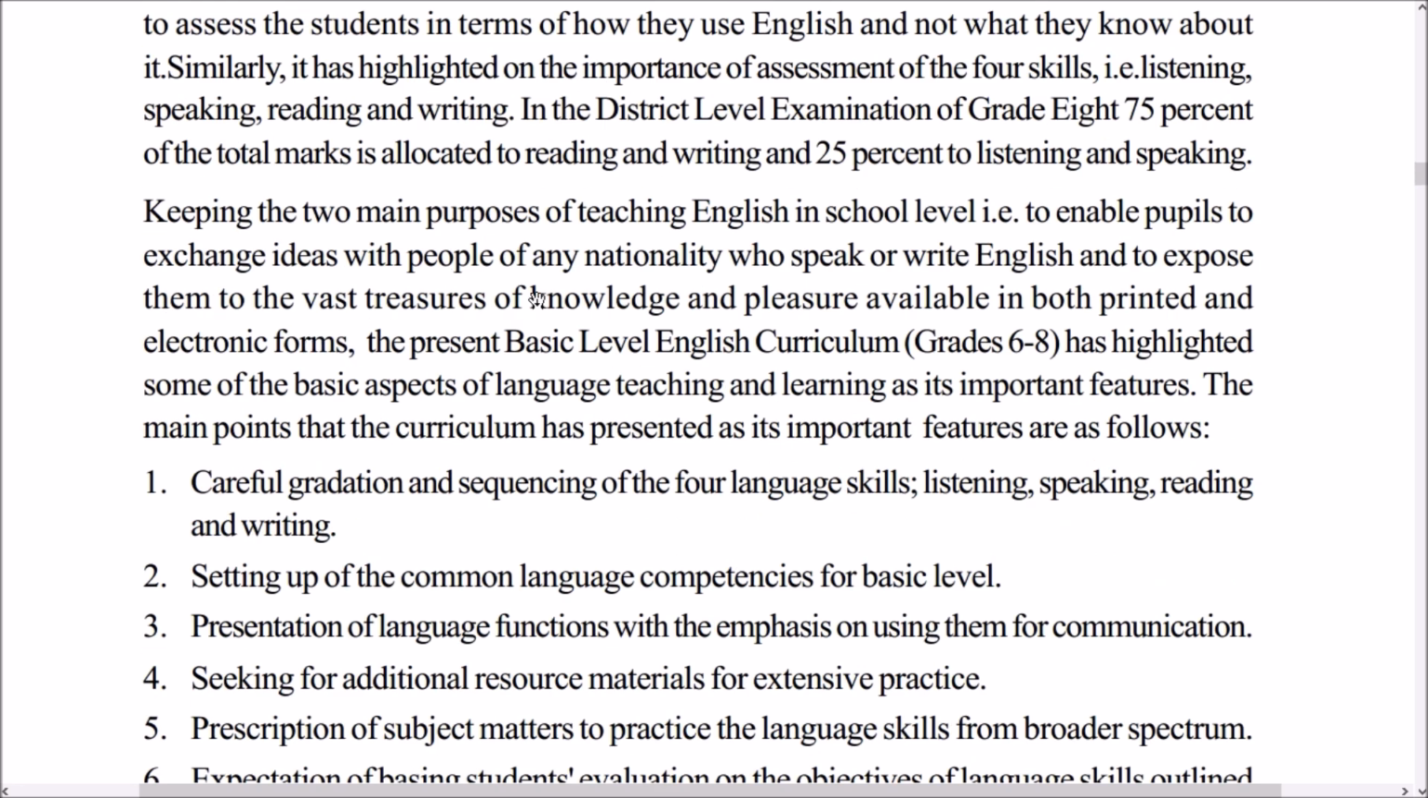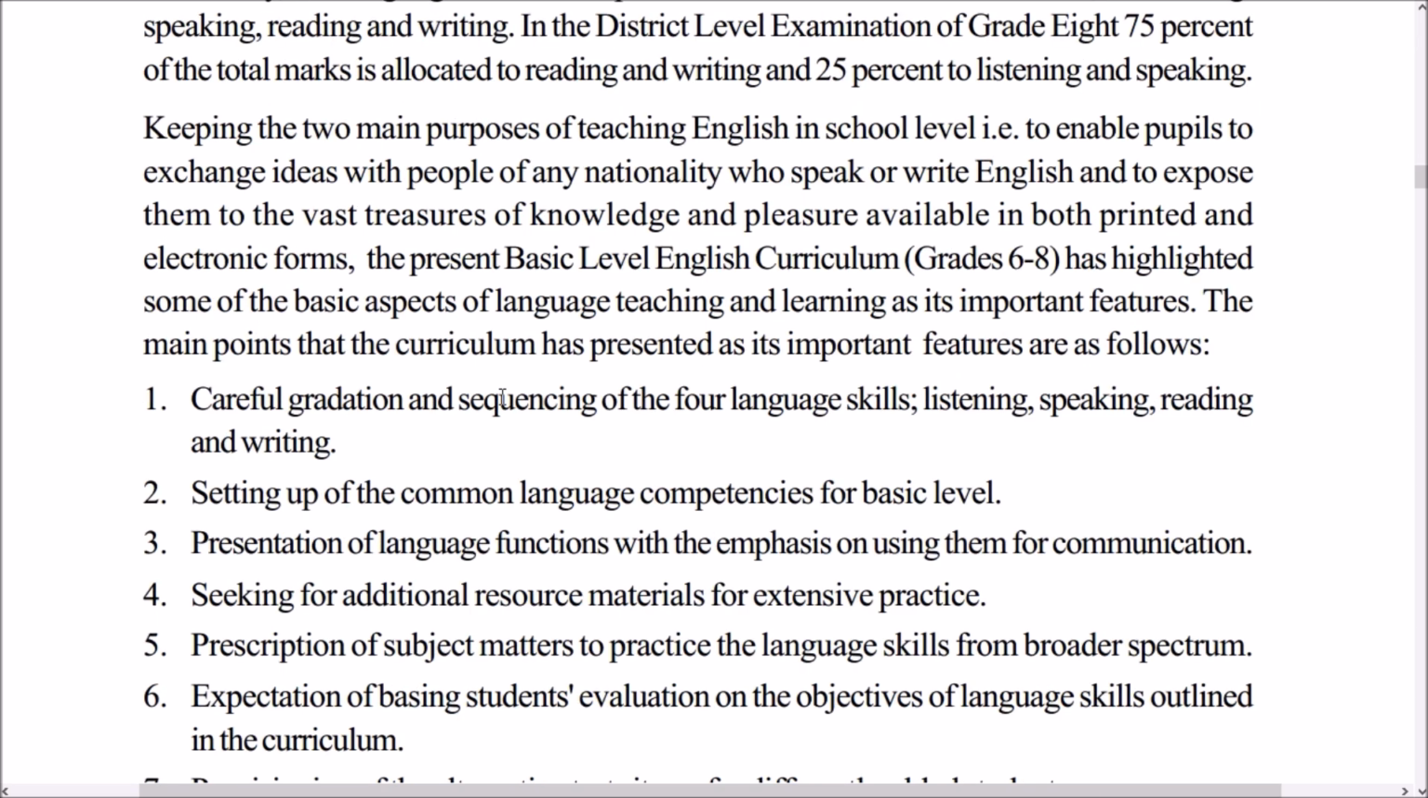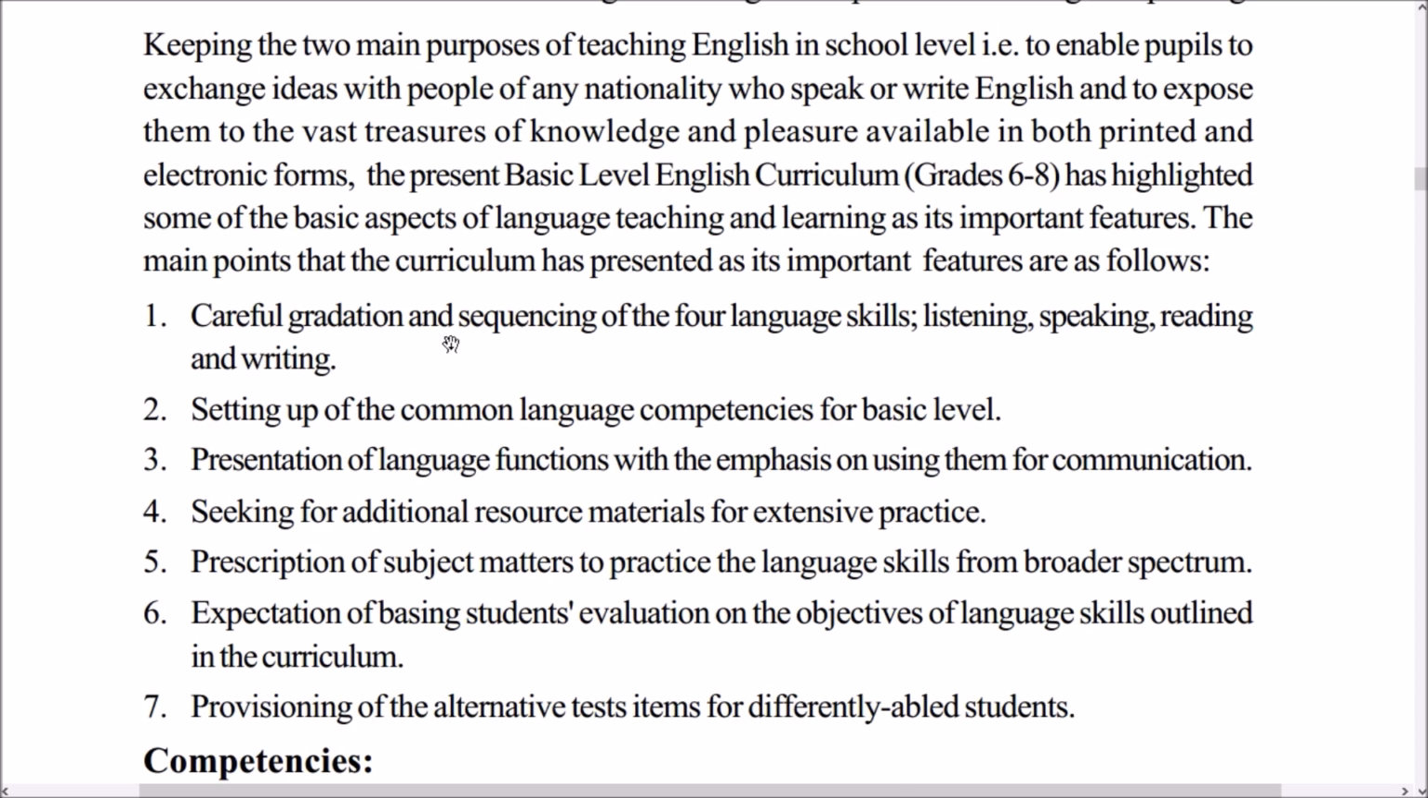Keeping the two main purposes of teaching English at school level in mind, that is, to enable pupils to exchange ideas with people of any nationality who speak or write English, and to expose them to the vast treasures of knowledge and pleasure available in both printed and electronic forms, the present basic level English curriculum has highlighted some of the basic aspects of language teaching and learning as its important features. The main points that the curriculum has presented as its important features are as follows.